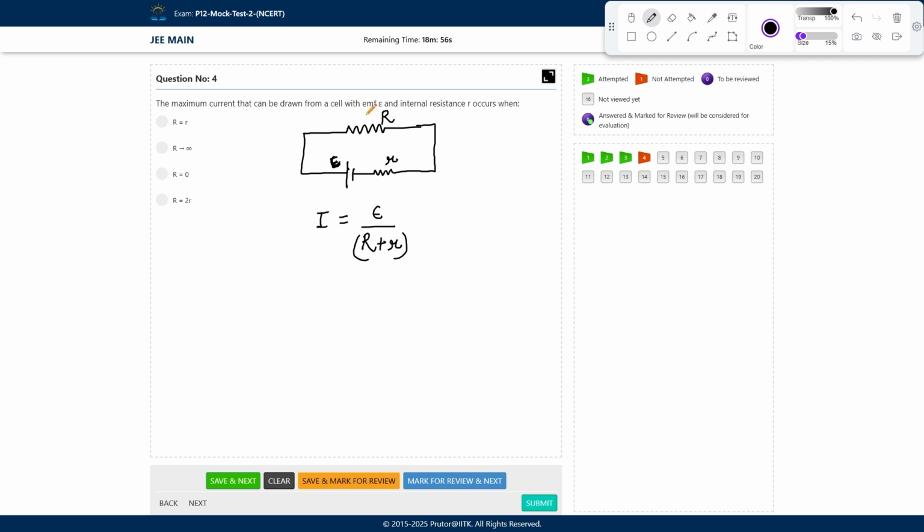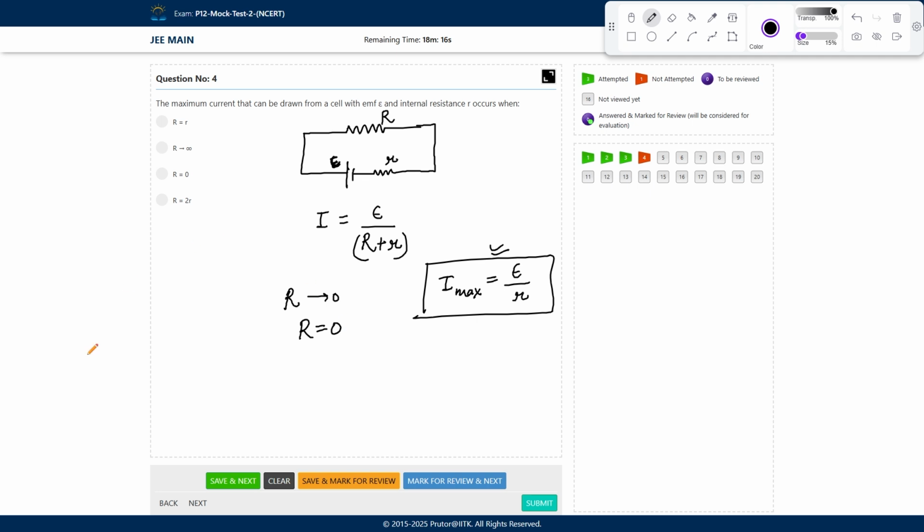When does current become maximum? When this external resistor becomes 0. We cannot say internal resistance becomes 0 because there is a battery. We can't remove the battery from the circuit, and battery will also have a small amount of internal resistance. Okay, so maximum current is when R becomes 0, denominator becomes minimum. So maximum current will be epsilon upon small r in this case. So when R becomes 0, or R tends to 0.